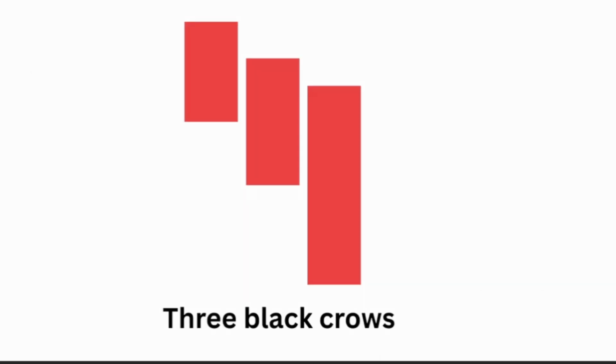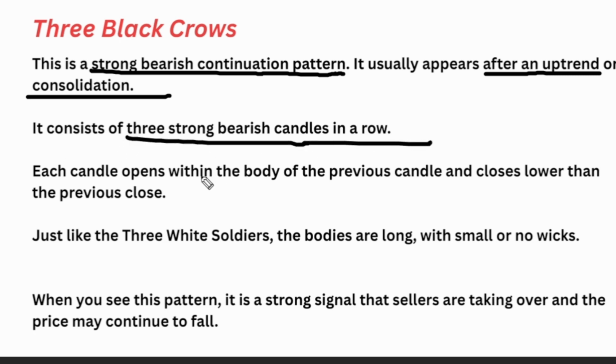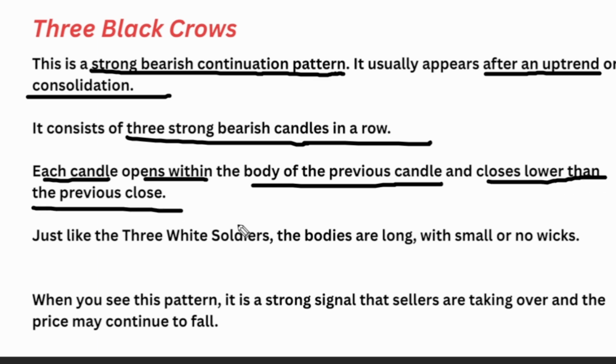3 black crows. This is a strong bearish continuation pattern. It usually appears after an uptrend or consolidation. It consists of 3 strong bearish candles in a row. Each candle opens within the body of the previous candle and closes lower than the previous close. Just like the 3 white soldiers, the bodies are long with small or no wicks. When you see these patterns, it's a strong signal that sellers are taking over and the price may continue to fall.